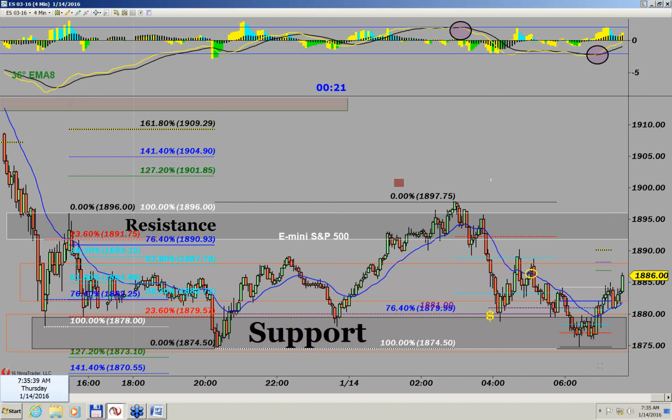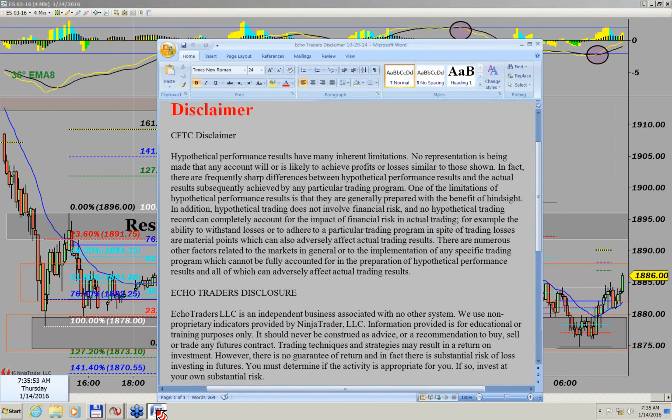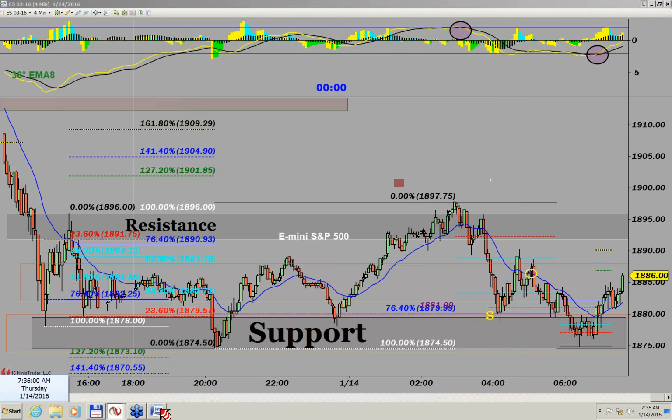We were looking for the share market to run back from support to resistance. My name is Dale Elliott. You're in the Echotraders room. And so far the market is being obliging. All right, so that's all good stuff.